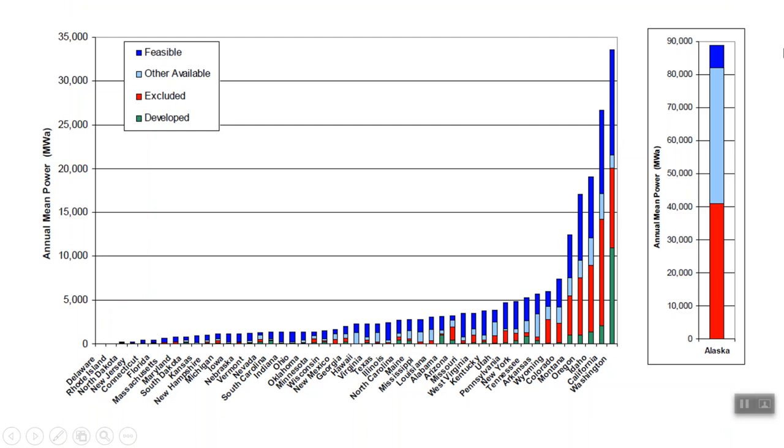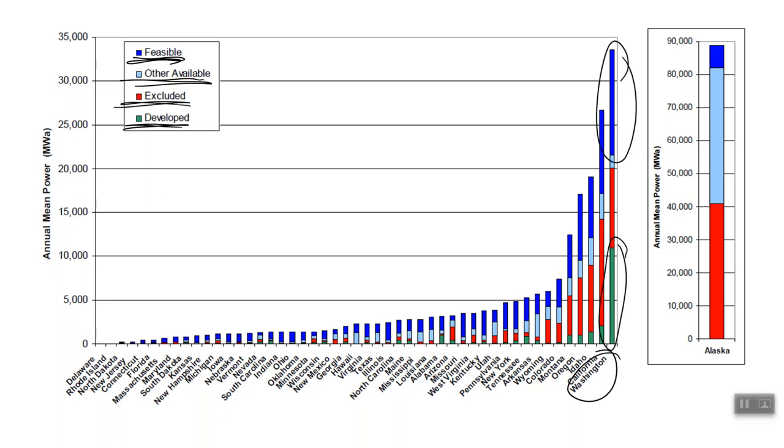Here we have by state the amount of feasible, so possible drop in head that we could utilize. Other available, there is head, but it's used for something else. Excluded is usually because it's a national park or it's a protected nature area, and then developed is we actually have put a dam on that head. And so you see Washington takes the cake, and they also have produced the most hydropower. They get a lot of their power from hydro, but they still have quite a bit of potential.